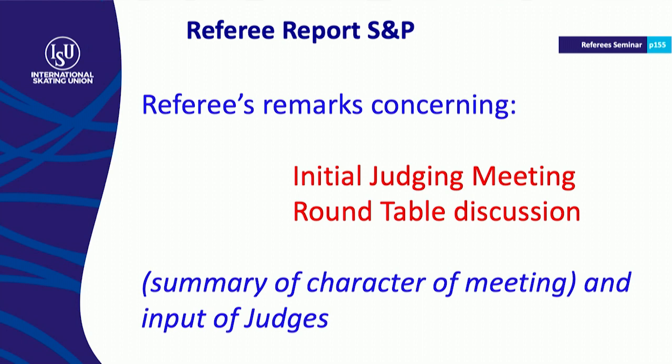You have these two meetings, the initial judges meeting and the roundtable discussion. Please make a summary of what you have done and of the ideas that came out during these two meetings. You do not have to write too much about that, but just briefly say if they were done, in which way, and what ideas came out of them.